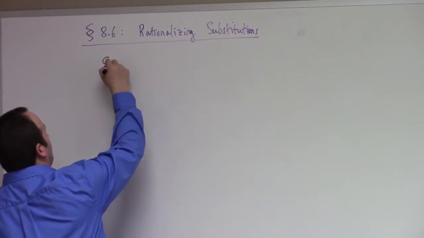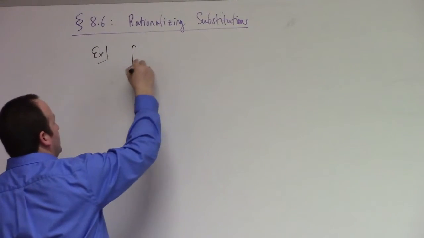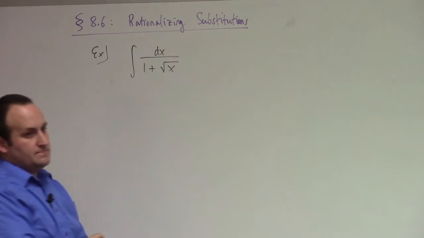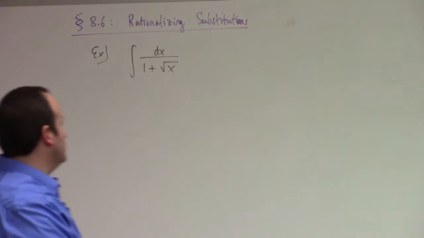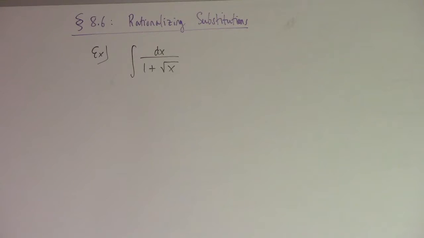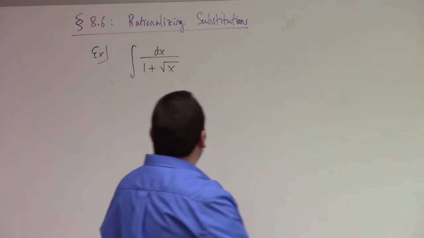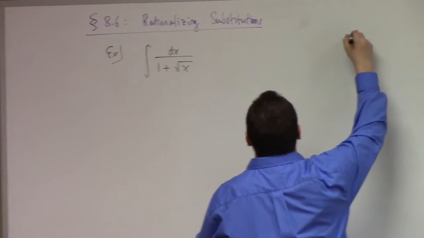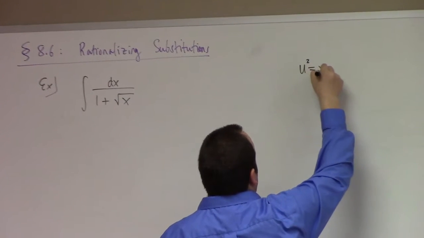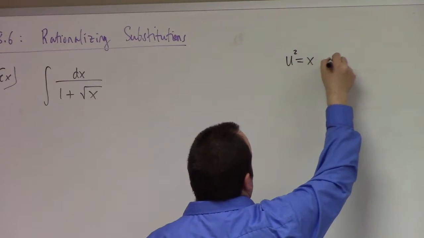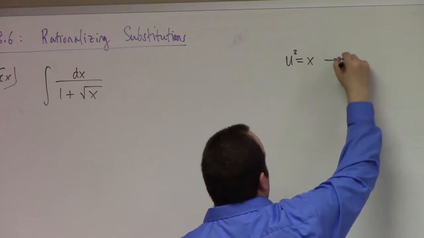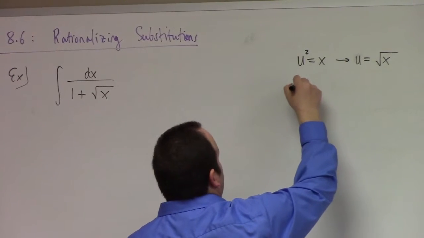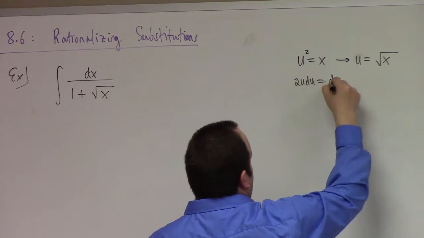Okay, so example. Let's get to it. How would you integrate something like dx over 1 plus the square root of x? So here's what we do. We say u squared is equal to x. Now if I do that, that says u is equal to the square root of x, right? And what's dx equal to? Well, 2u du is dx, right?